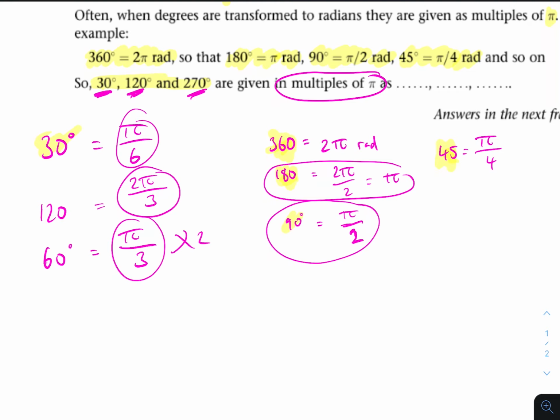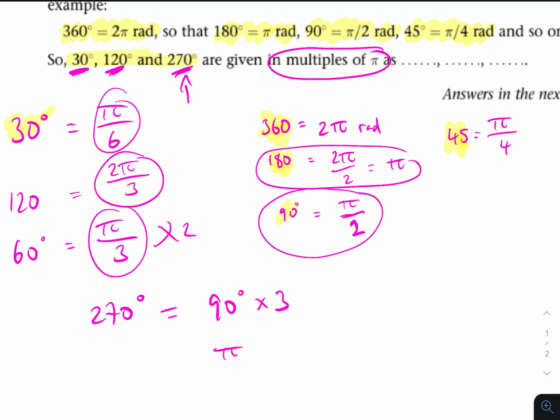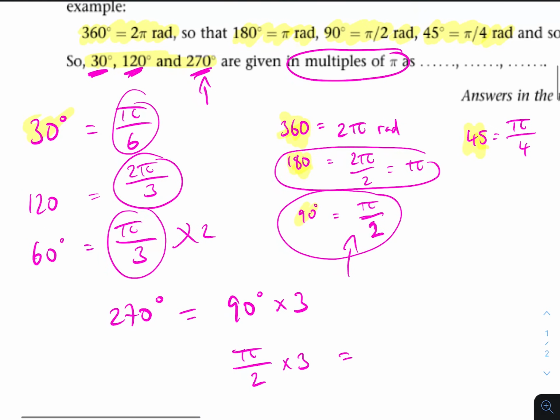Then how would you get to 270 to do this one? 270 degrees. You'd get to 270 degrees by doing 90 degrees times 3, right? So what's 90 degrees in terms of pi radians? You'd get pi divided by 2 times 3, right? Because 90 degrees is equal to pi divided by 2. So pi divided by 2 times 3 is equal to what? 3 pi divided by 2. And that's it, equal to 270 degrees.